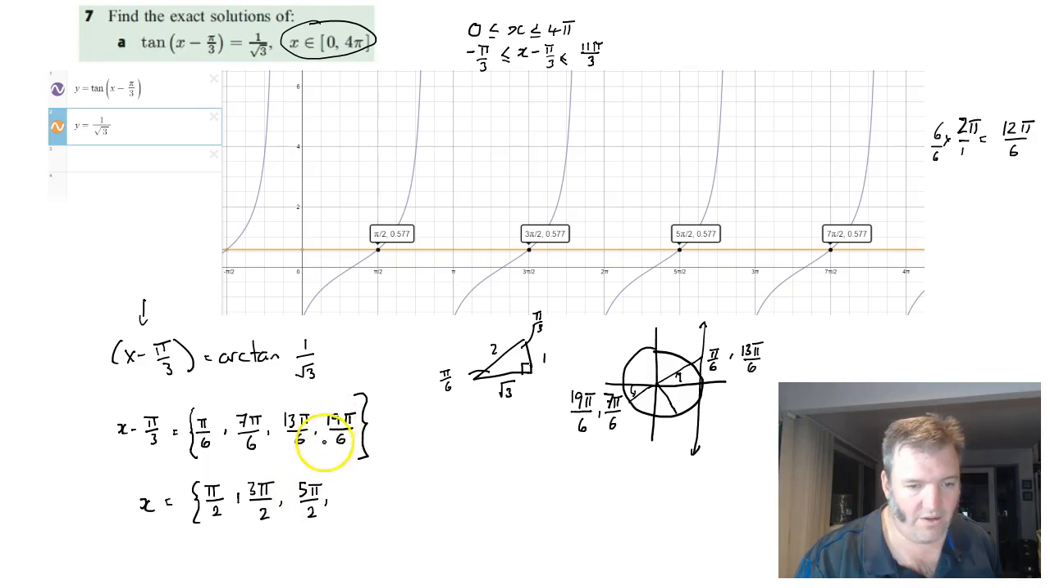And the last one, 19 pi on 6. I add pi on 3, which is the same as 2 pi on 6. I've got 21 pi over 6, divided both by 3. And I get what I expected, 7 pi over 2.